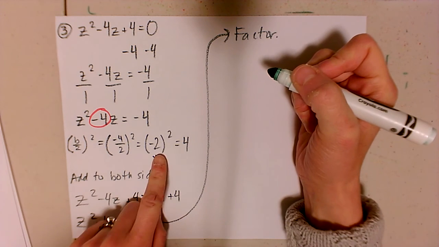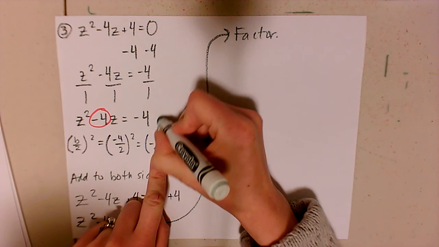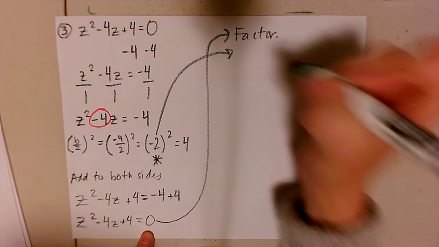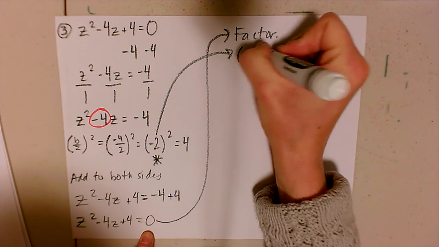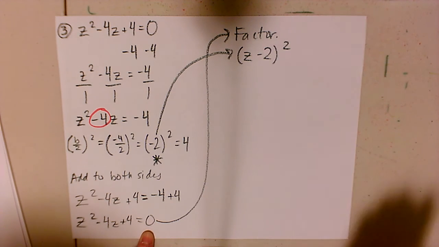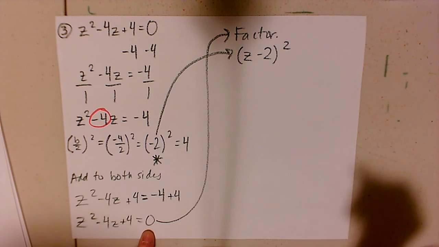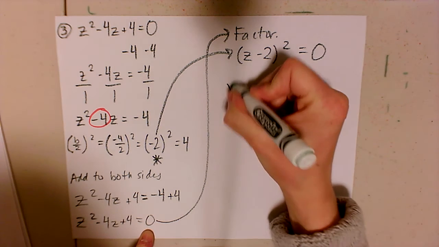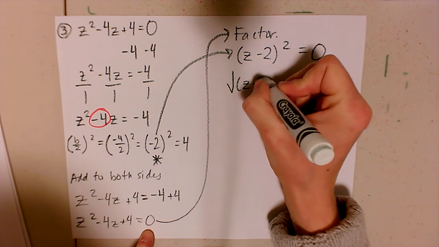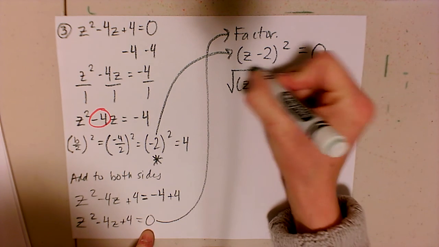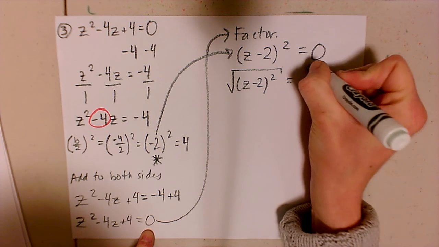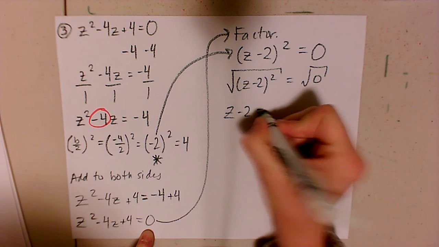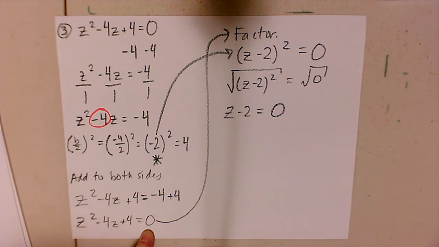Okay, now let's bring this up here, and then we can factor this, and this is something we can factor very easily. We're going to use this negative 2. Right, so our factoring is just z minus 2, the whole thing squared. And then this equals what we have over here on the other side of the equal sign, which is 0. So now we can take the square root of both sides. Okay, and the square root of z minus 2 squared is just going to be z minus 2, and the square root of 0 is 0.